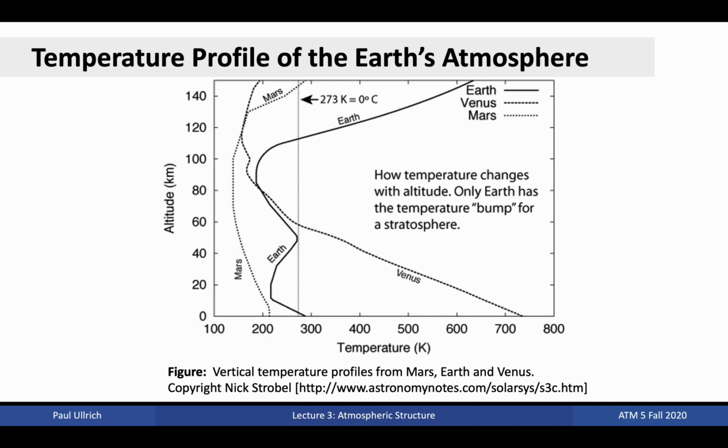The Earth is pretty unique among our neighboring worlds in the solar system, Mars and Venus. The Earth is the only planet to have a temperature bump associated with the stratosphere. This bump is directly related to Earth's oxygenated atmosphere. Whereas Mars and Venus have atmospheres that are almost entirely carbon dioxide, the oxygen in the Earth's atmosphere can form ozone. The ozone layer, where ozone has its highest concentration, filters out high-energy ultraviolet radiation from the sun, leading to warming where ozone is present.